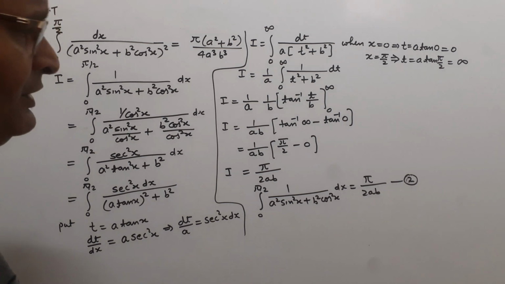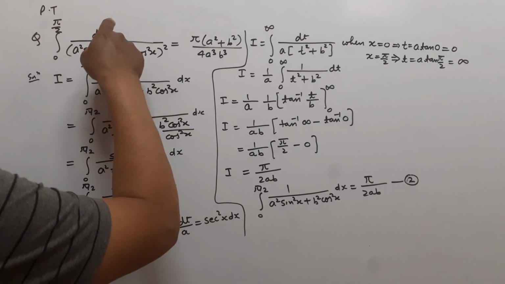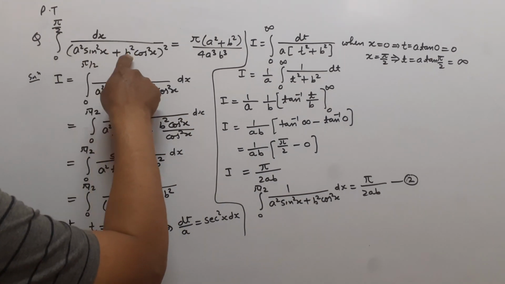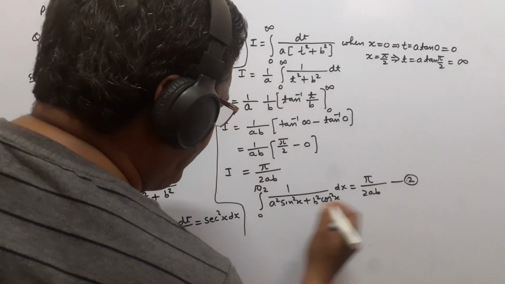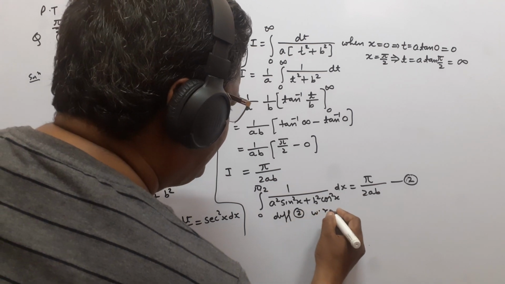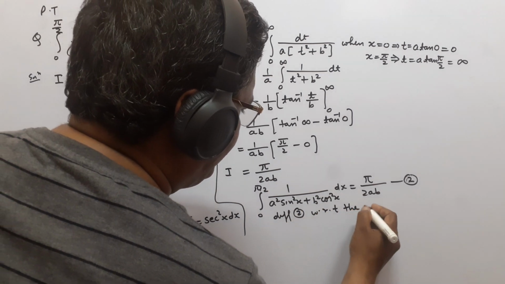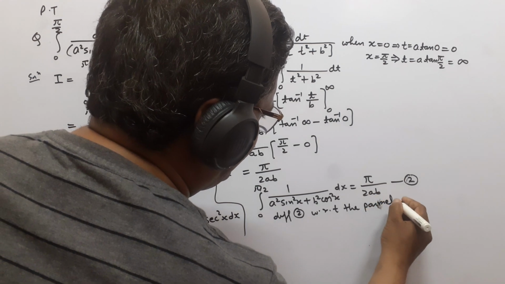Now we have to prove the integral of 1 upon (a square sin square x plus b square cos square x) whole square. So first we differentiate equation second with respect to the parameter a.